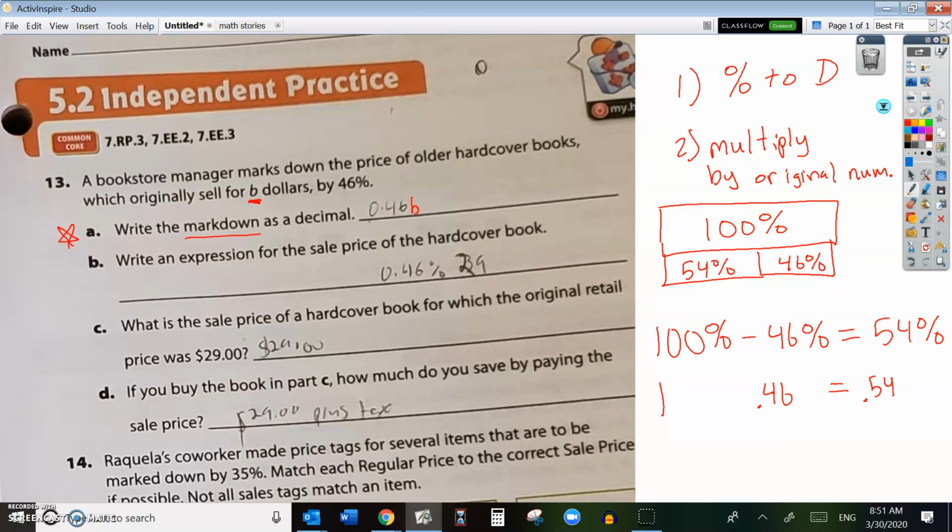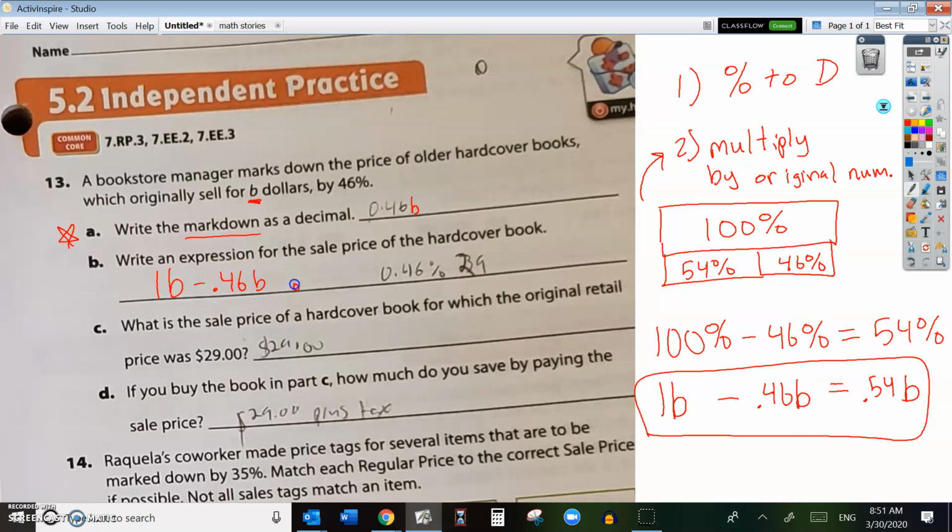So these are the decimals that we're working with, but we need to remember to work step 2, multiply by the original amount. That's a B because it's multiplied by the original book. So 1B minus 0.46 times B equals 0.54B. This right here should be your response for 13B. 1 times B minus 0.46 times B, or 0.54 times B. You got a good start right here, but it's not quite what we're looking for.